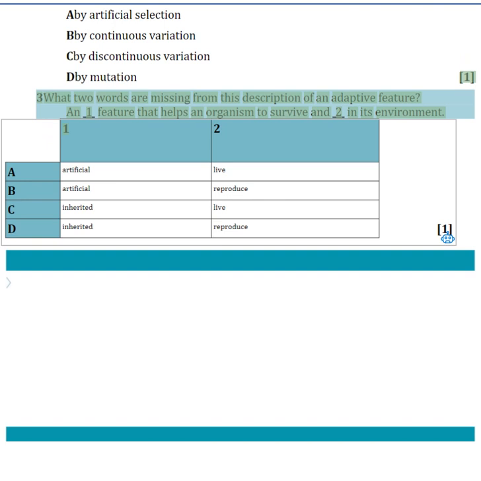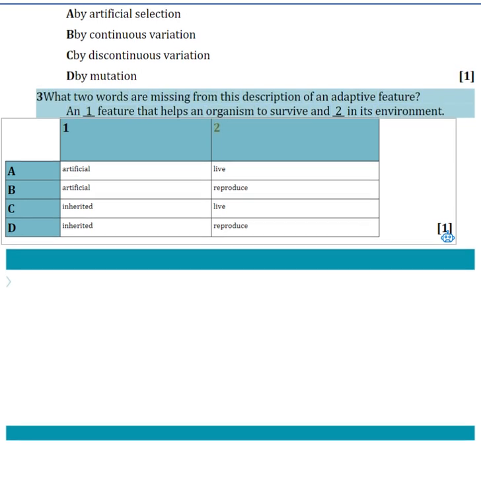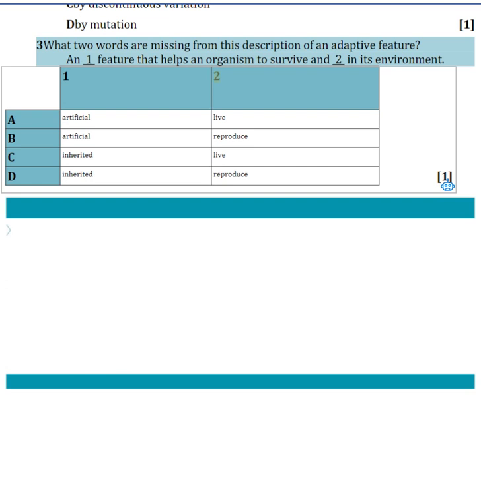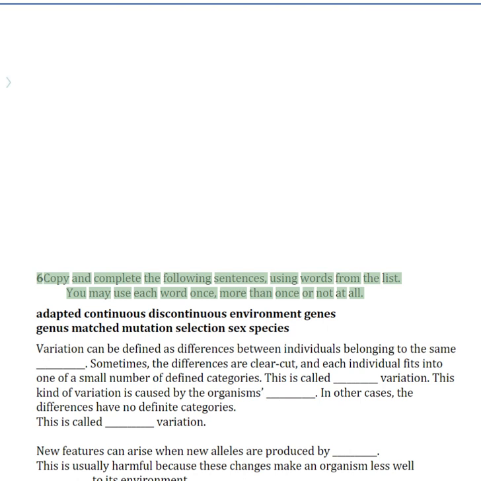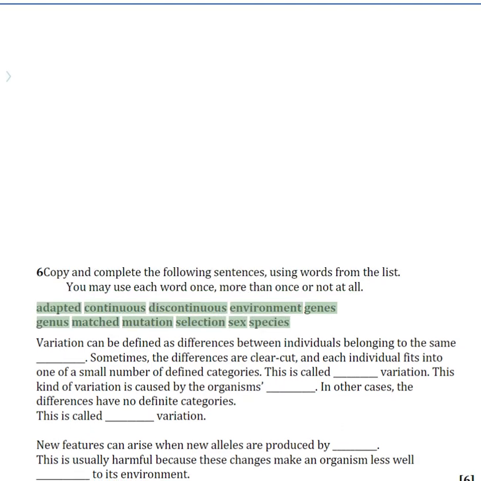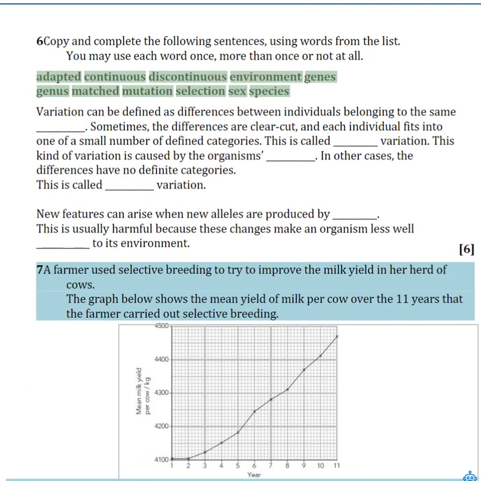3. What 2 words are missing from this description of an adaptive feature? An adaptive feature helps an organism to survive and 2 in its environment. 4. Which process almost always results in adaptation to the environment? Artificial selection, mutation, natural selection, selective breeding. 6. Copy and complete the following sentences using words from the list. You may use each word once, more than once, or not at all. Adapted, continuous, discontinuous, environment, genes, genus, matched, mutation, selection, sex, species.